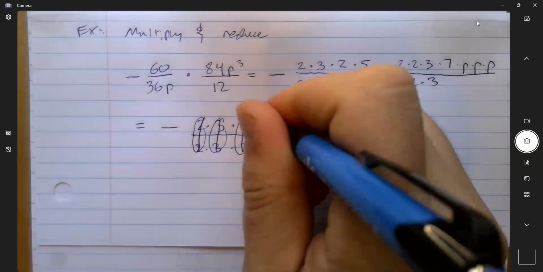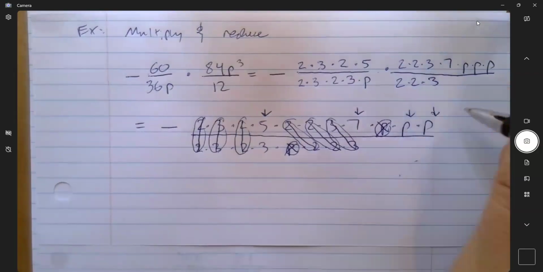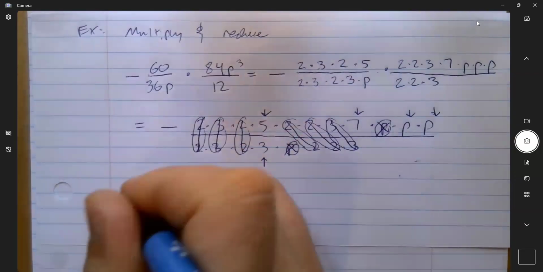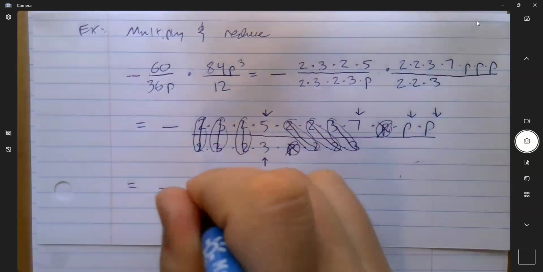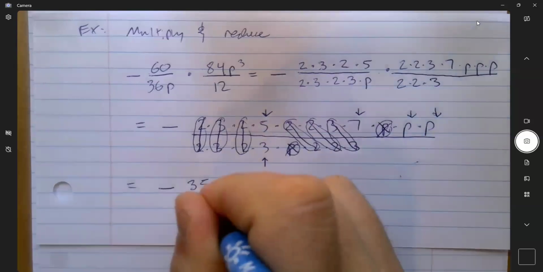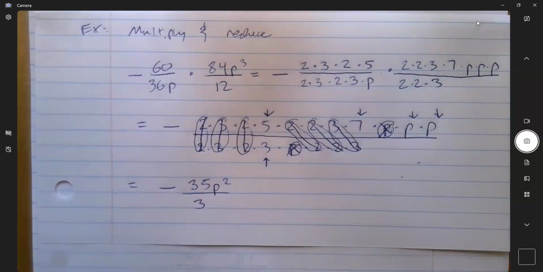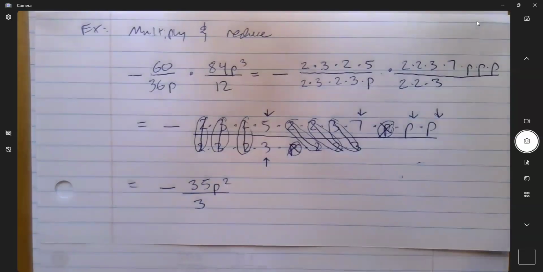And I'm left with 5 times 7 times p in the top, and a 3 in the bottom. Don't forget your negative. 5 times 7 is 35. p squared all over 3. That's the answer. That's fully reduced.